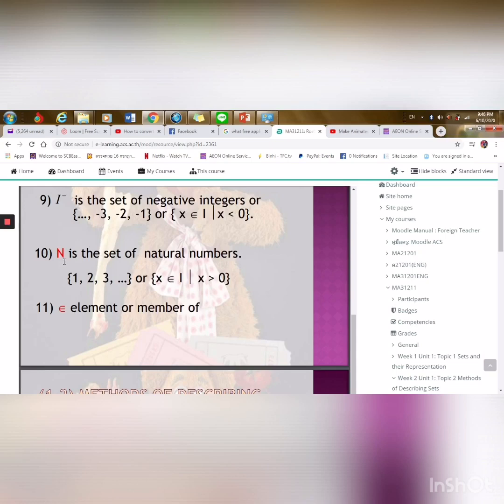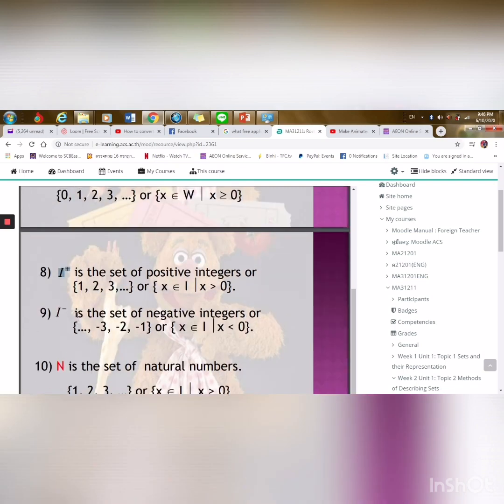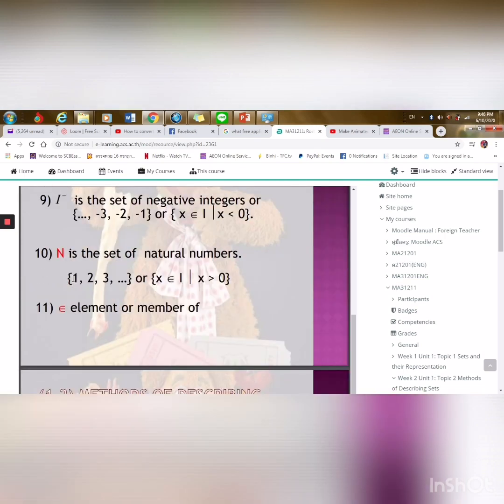So number 10, N is the set of natural numbers. This is the natural number that I was talking about a while ago. Natural numbers start with 1. So let's go back to whole numbers. See, whole numbers start with 0, but natural numbers start with 1. But both of them are positive numbers. Number 11 is what you call the element or member of. We discussed this already in our week 1 lesson about elements.